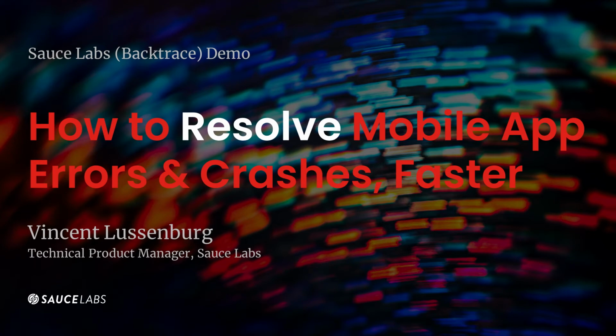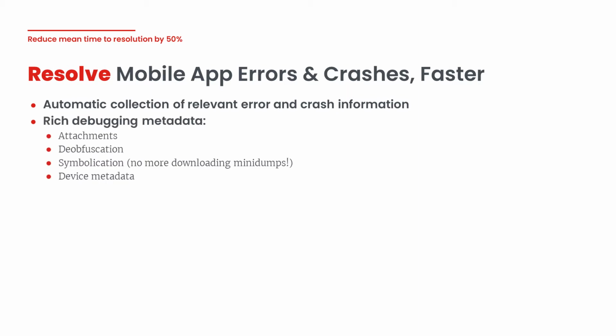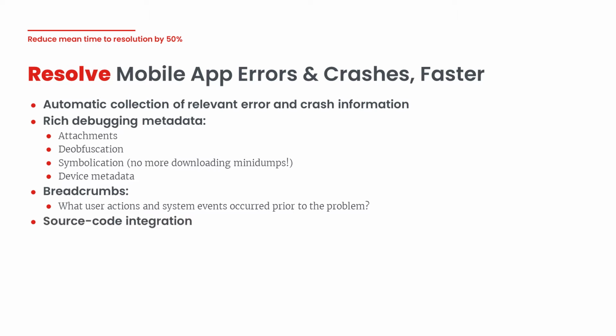In this short video, we'll see how to resolve errors and crashes in your mobile app. We make resolving mobile problems easier by automatic collection of relevant error and crash information, rich debugging metadata such as attachments, deobfuscation and symbolication of call stacks, device metadata and more, breadcrumbs, what user actions and system events occurred prior to the issue, source code integration, and automatic scrubbing of PII.